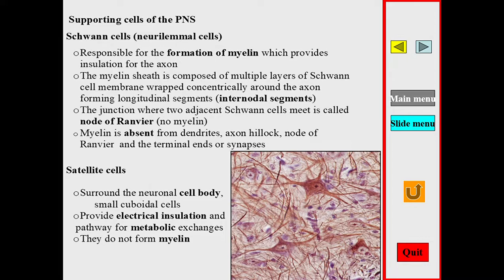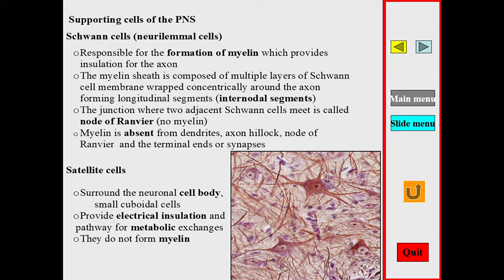Within the peripheral nervous system, or the supporting cells of the peripheral nervous system, we have only two types of cells: the Schwann cells and the satellite cells. Schwann cells are also called the neurolemmal cells.